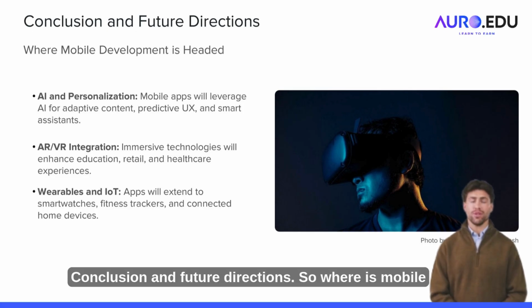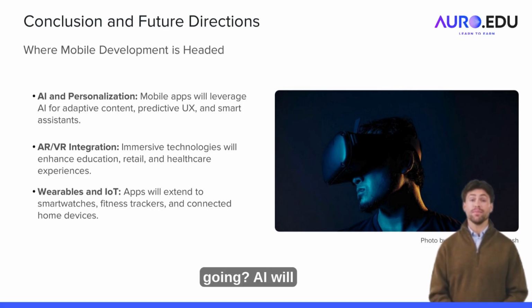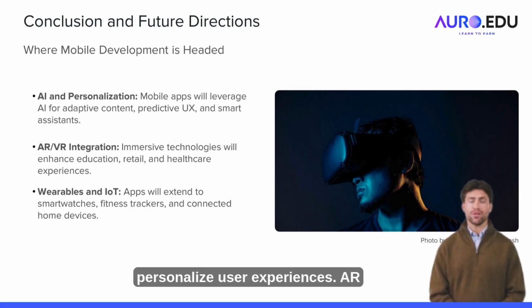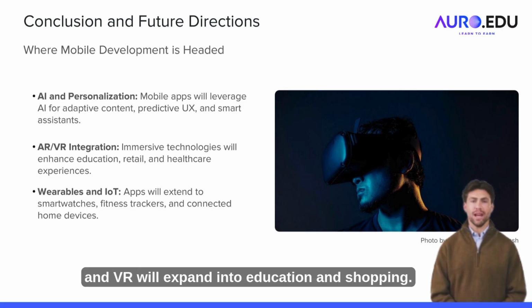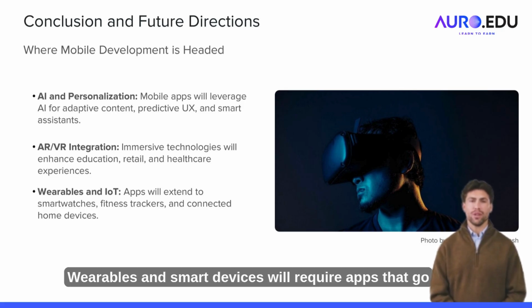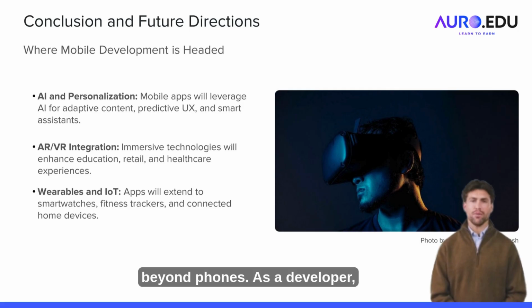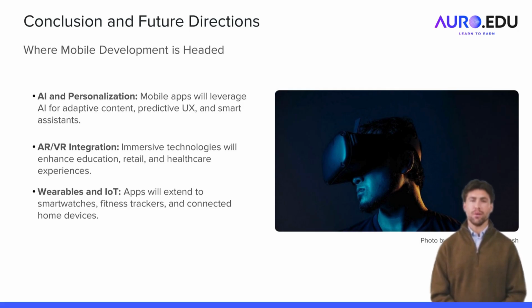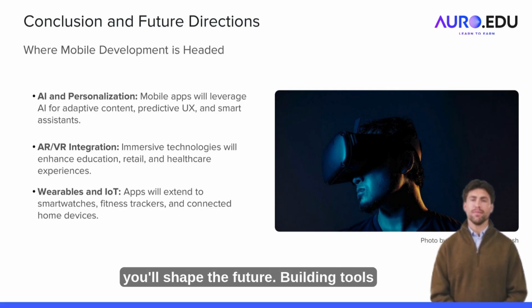Conclusion and future directions. So where is mobile going? AI will personalize user experiences. AR and VR will expand into education and shopping. Wearables and smart devices will require apps that go beyond phones. As a developer, you'll shape the future, building tools people rely on every single day.